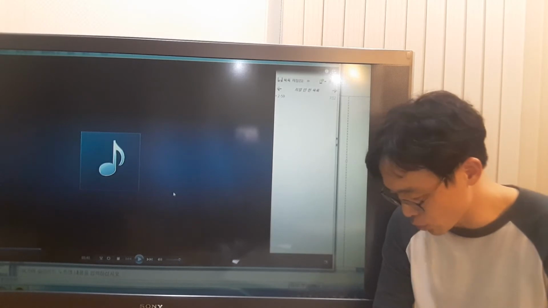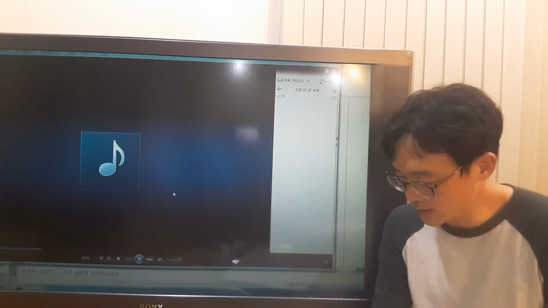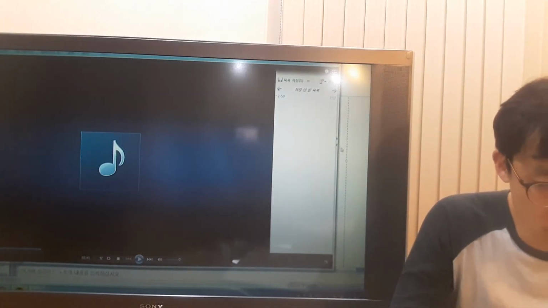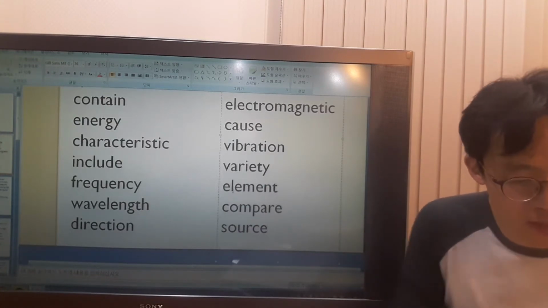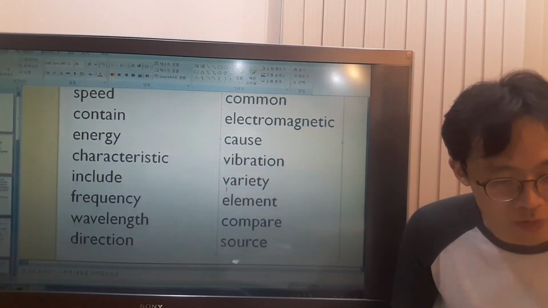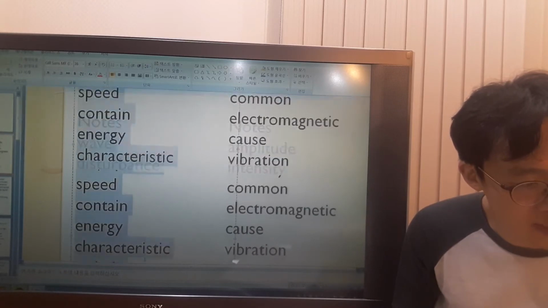All sound must have a source, something which causes the disturbance that creates the sound wave. All sound must have a source. What's a source? Source is where you can get something from. Where you can get the sound. So what makes the sound?